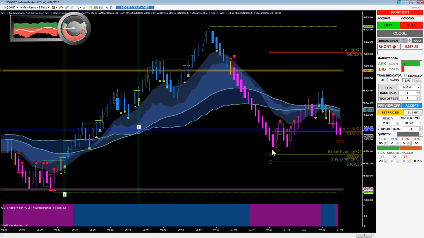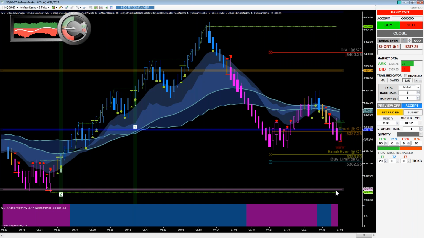Certainly, if we take out the lows here, we should see a little bit of a burst to the downside, perhaps even get us back toward the lows of the day. Come on, one more tick. There we go. Okay, I'm going to go with a slightly more aggressive stop right now.